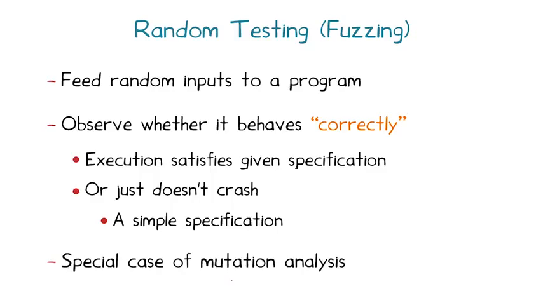Note that the concept of fuzzing can be viewed as a special case of mutation analysis in the following sense. Fuzzing can be viewed as a technique that randomly perturbs a specific aspect of the program, namely its input from the environment, such as the user or the network. Mutation analysis, on the other hand, randomly perturbs arbitrary aspects of the program.